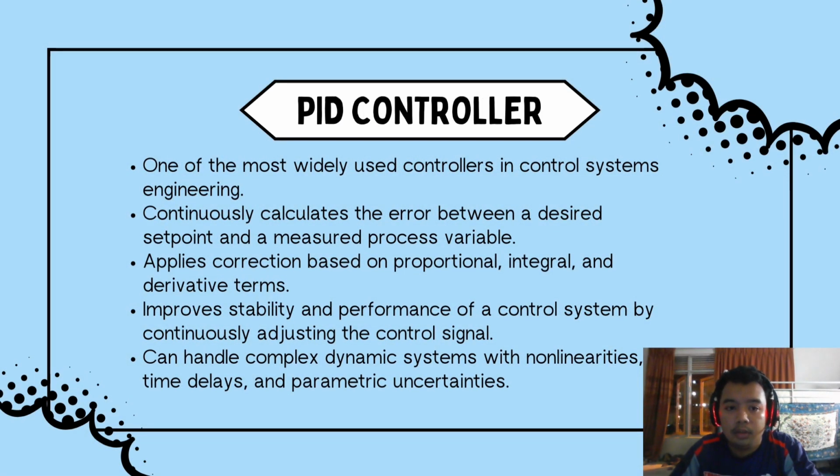For the PID controller, PID controller is one of the most widely used controllers in control system engineering. A PID controller continuously calculates an error value as the difference between a desired set point and a measured process variable, and it applies the correction based on proportional, integral, and derivative terms. The proportional term provides a correction proportional to the error. The integral term provides a correction that is proportional to the accumulated error over time, and the derivative term provides a correction that is proportional to the rate of change of the error.